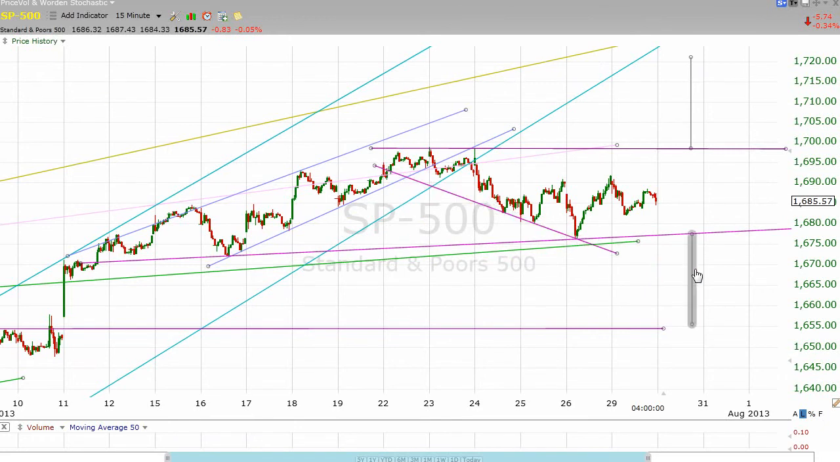So if this line right here was to break down, then this would end up being a left shoulder, head, and a right shoulder. We measure the point from where it would break down, and that takes us right down to about 1655, which coincidentally is where we would hit a line where I would expect what you would call the first line of defense if this were to break down.